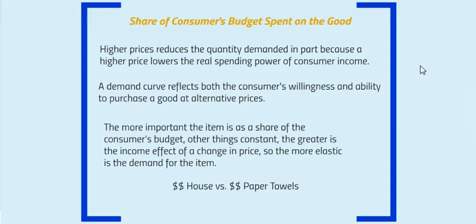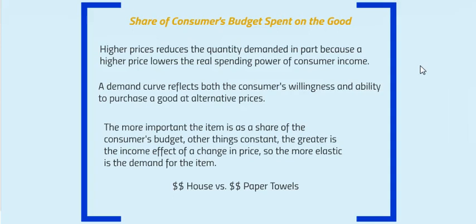So let's talk about that for a second. An increase in the price of housing, for example, reduces the ability to purchase housing because houses take up such a large part of our budget. The income effect of a higher price reduces the quantity demanded. In contrast, the income effect of an increase in the price of paper towels is smaller. It's very insignificant because paper towels represent such a tiny share of our budget.